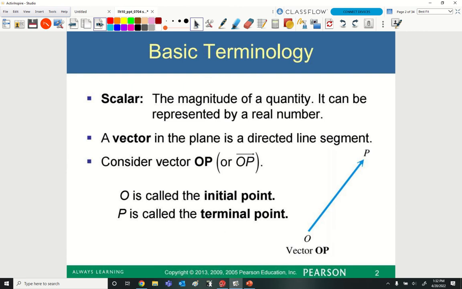A scalar is a magnitude of a quantity that can be represented by a real number. A vector in the plane is a directed line segment. So it's basically a ray. If you've had physics, great, you probably should know a lot of these things. If you don't, sweat it not. It's actually pretty easy here. So vector OP would be ray OP, O is the initial point, P is the terminal point. Now, what does terminal mean? End. That's where it ends.